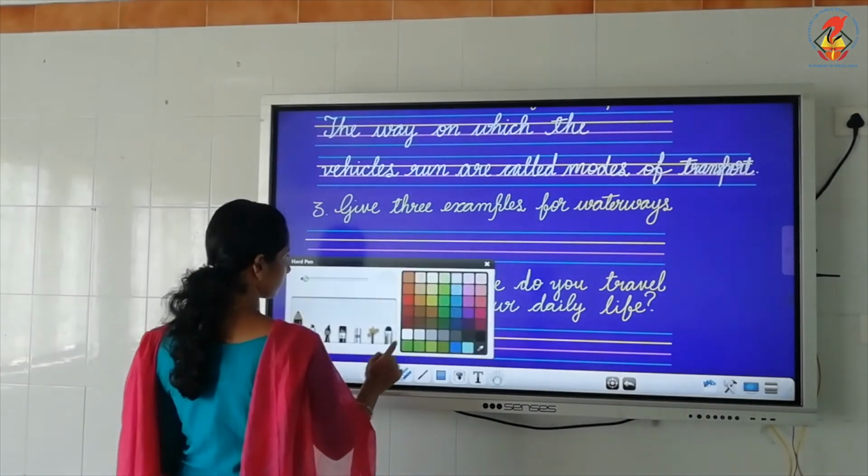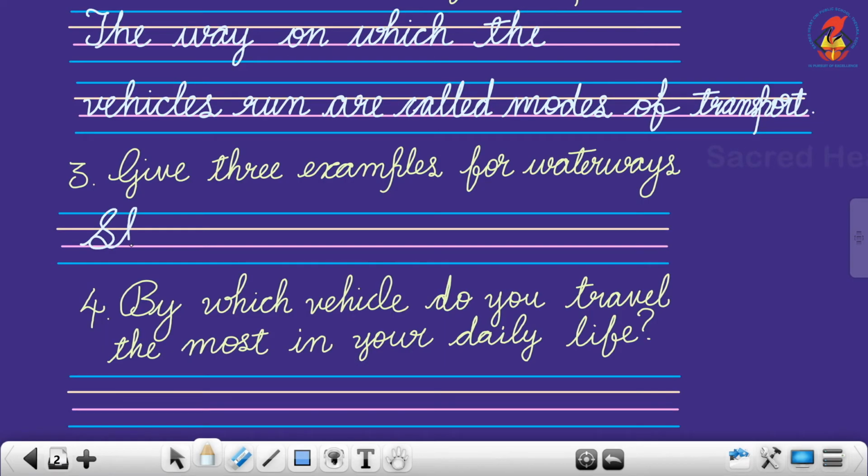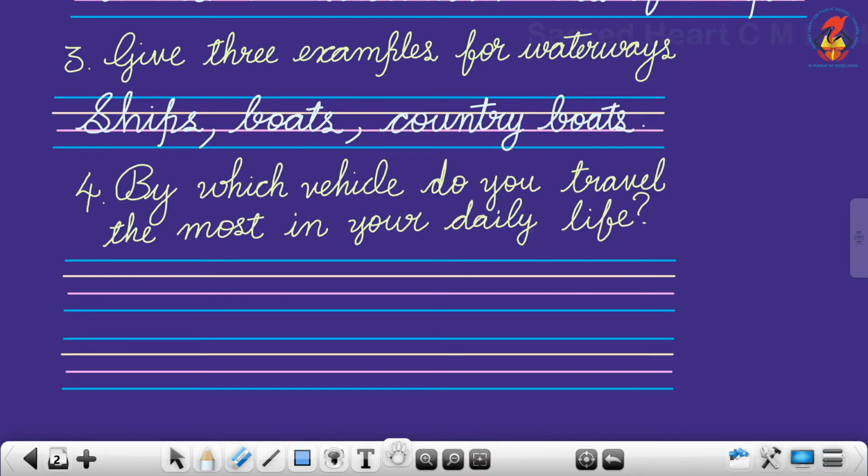The first one is ships, comma, boats, comma, country boats. Okay, so which are the 3 examples for waterways? They are ships, boats and country boats. So moving to the next, 4th one, and this is the last one.